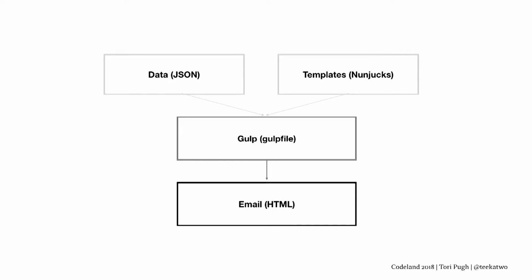So this is the breakdown of the system. The system comprises two different files: the data file, which in my case is a JSON file, and the templating file, which is a Nunjucks file. They are merged together using Gulp, which is the task runner, to create an email, which is HTML. The HTML file is created from Gulp injecting the data into the template, and then that is put into the distribution folder and is ready for deployment.